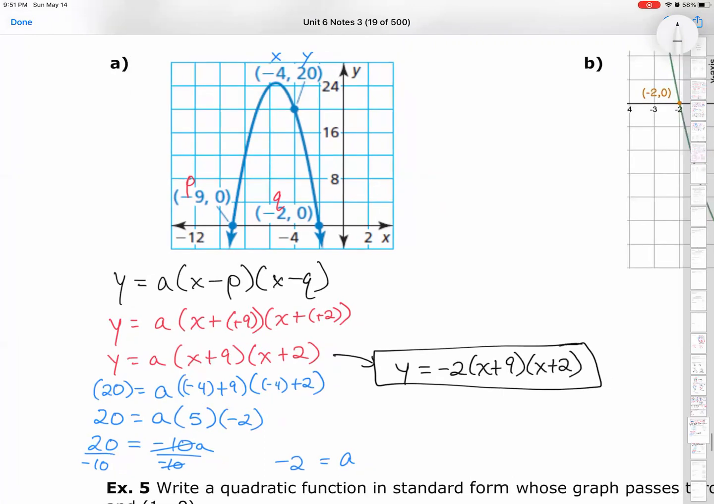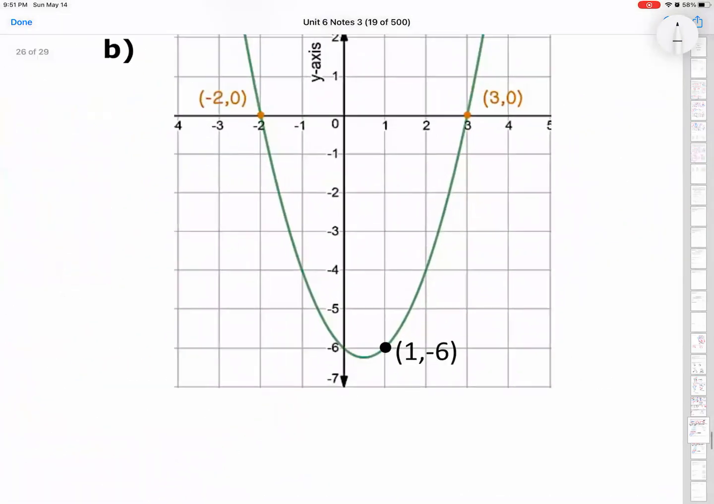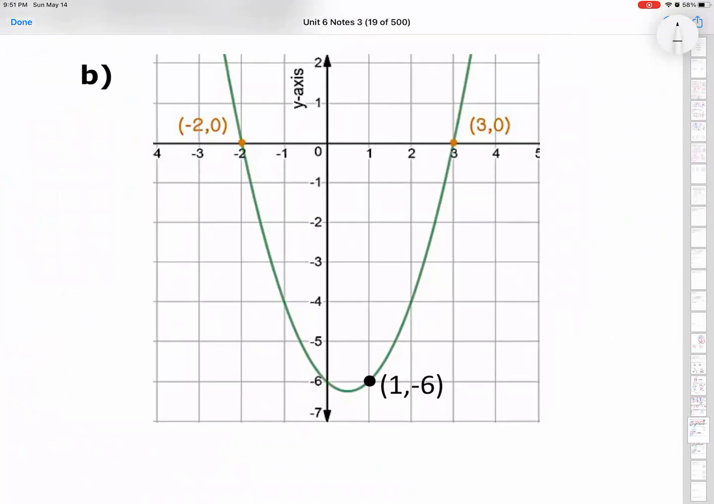Now that you guys have seen that one, what I'd love for you to do is to please pause the video and try example 4b. So again, this is going to represent our P. This is going to represent our Q for the intercepts.